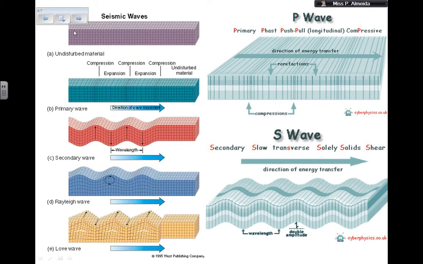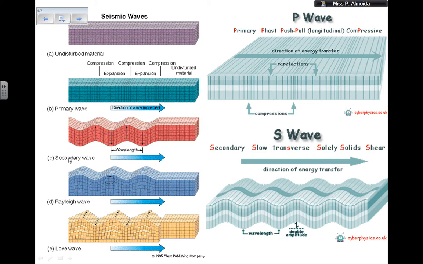So in here, this first one, I'm just showing the material without waves, so undisturbed. Then you can have the P waves. These are the first waves to arrive. And as the direction of the wave moves from left to right, the wave is going to push-pull things. So you have areas of compression and areas of expansion. So it is a longitudinal wave, okay?